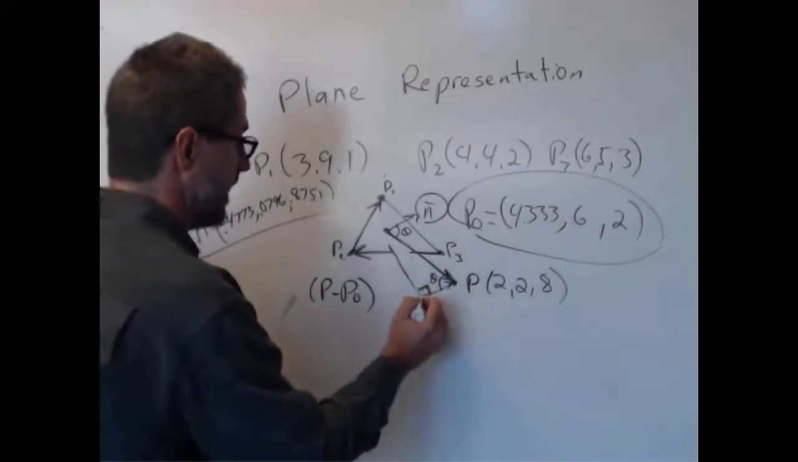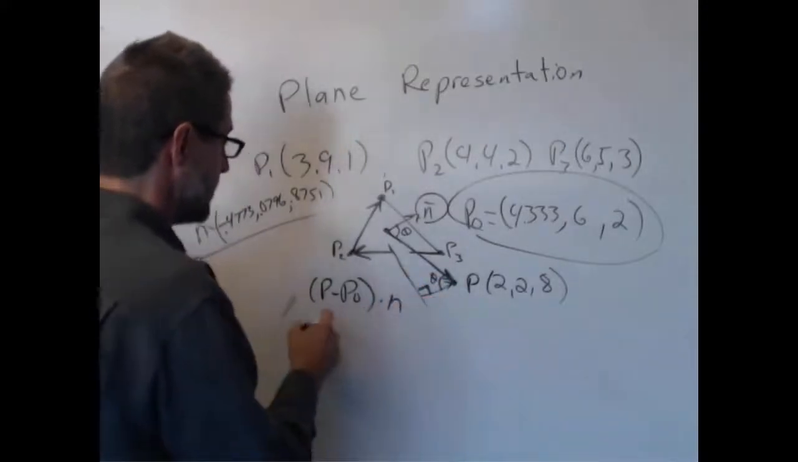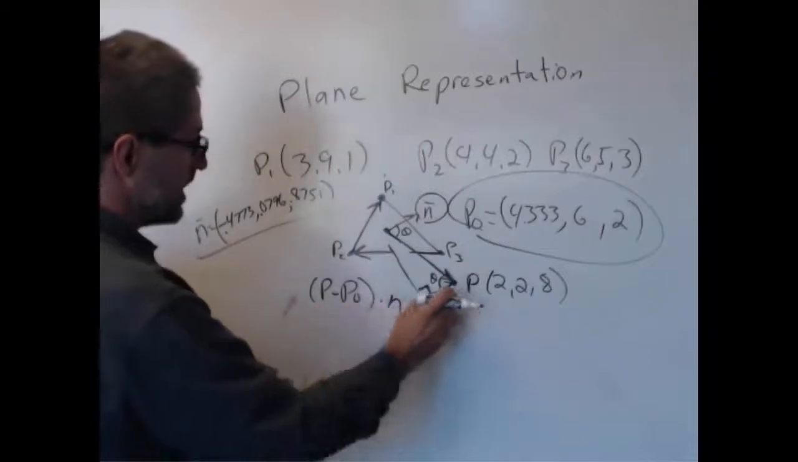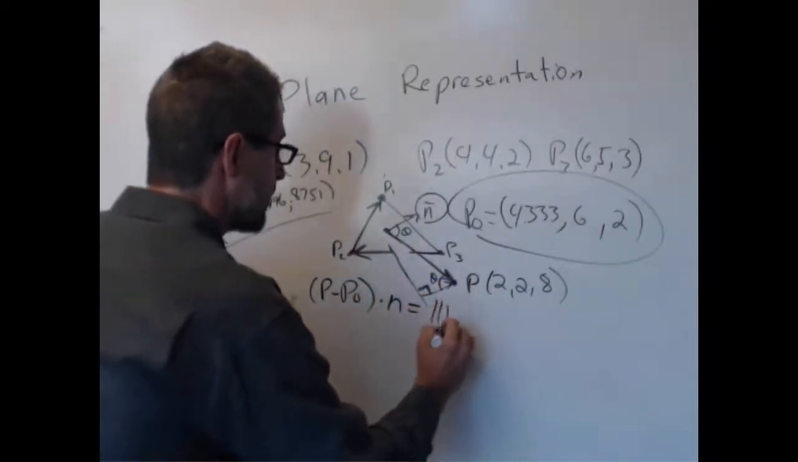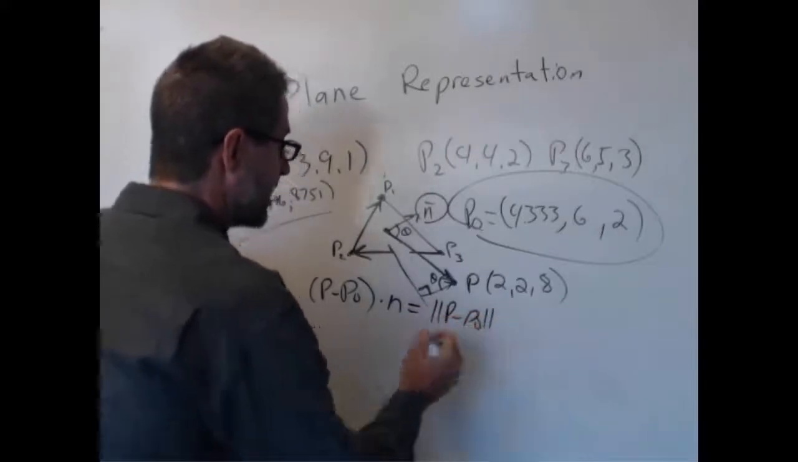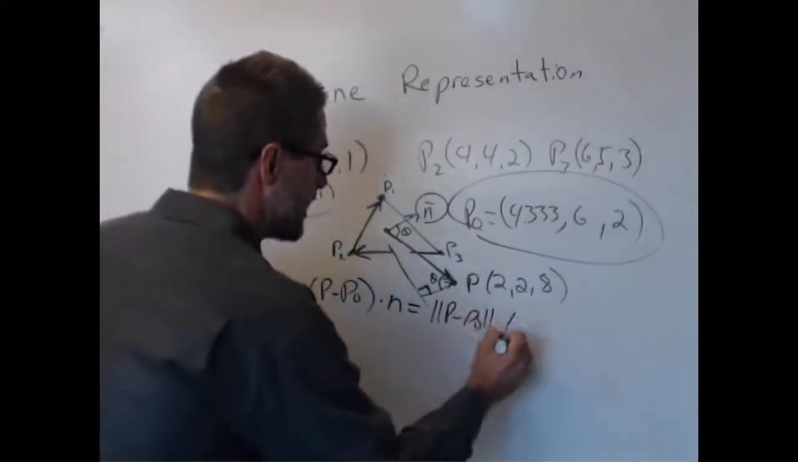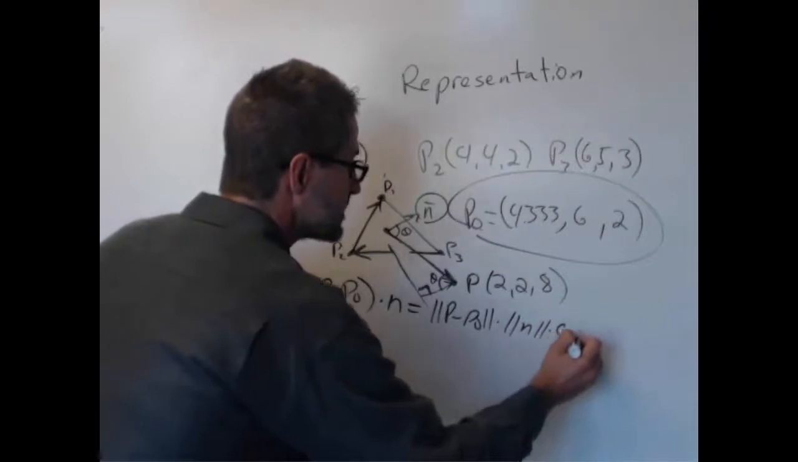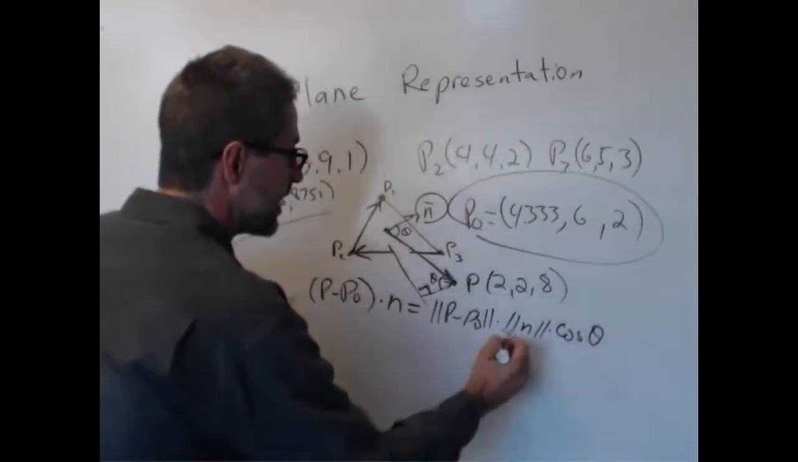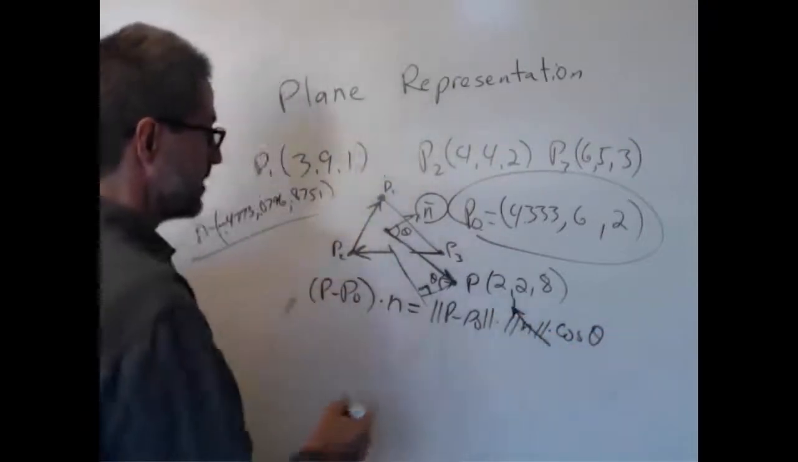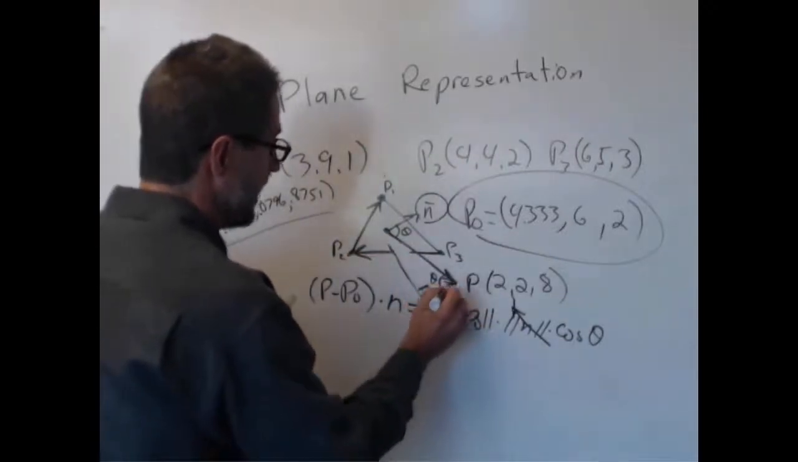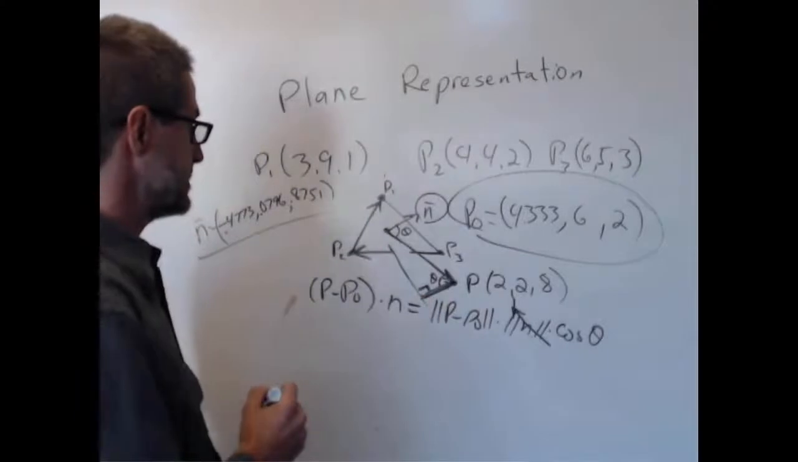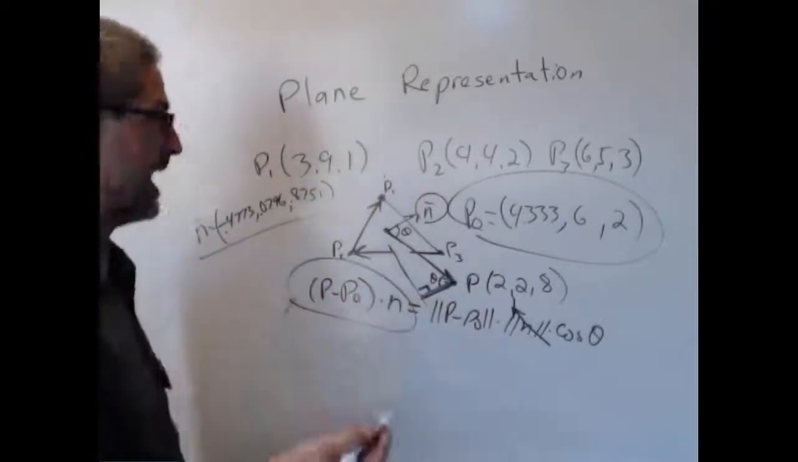So that's the dot product, right? It's the magnitude of P minus P0 times the magnitude of n times cosine of theta. Well, the magnitude of n is just 1, right? So it's the length times cosine of theta. That should give us that distance right there, the perpendicular distance. So, well, that's easy enough. It's just a dot product.